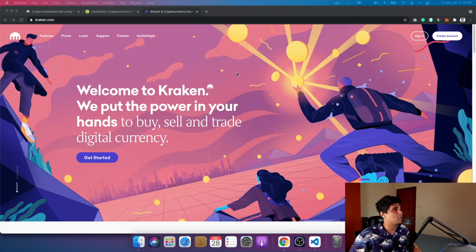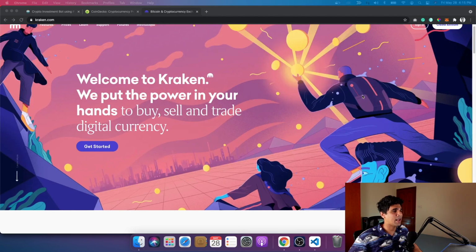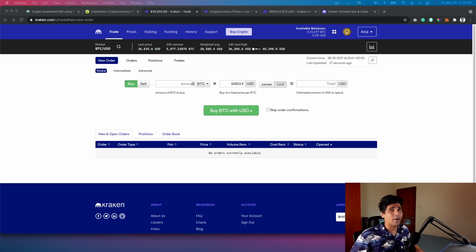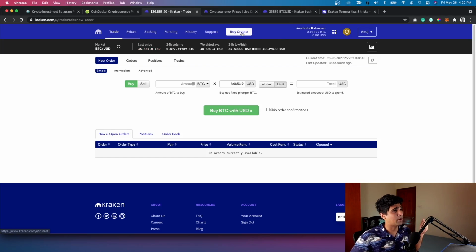Once you go to kraken.com, you can create an account. I already have an account, so I'm going to quickly sign in. Once you log into the Kraken platform, you can see whatever your investment is. You can trade for BTC and USD, and you can trade for any of the currencies. You can directly go and buy crypto. When you click on it, you can just directly buy from the card.